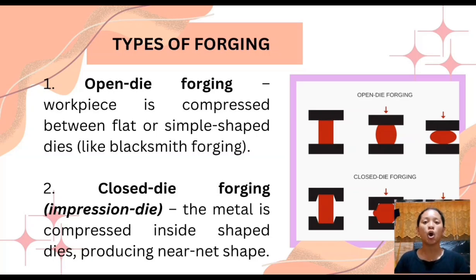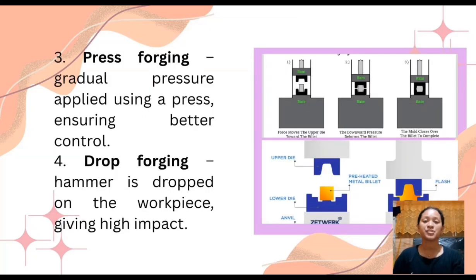In short, open die forging uses simple dies, is less precise, and is more manual like blacksmith work, while closed die forging uses shaped dies, is more precise, and is good for mass production. So, if we choose, closed die forging is better. The third one is press forging.